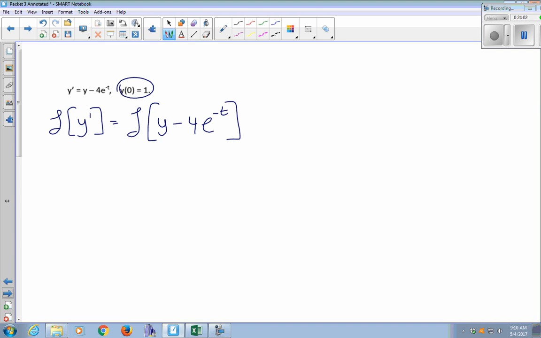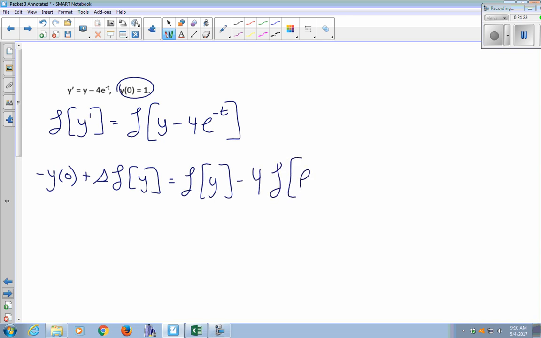All right, so we just spent some time proving a property about the Laplace transform of a derivative, and it was negative y of 0 plus s times the Laplace of y. So that's just the Laplace transform of y prime. And then on the right, I'm going to use some of my other properties that lets me break this up into the Laplace of y minus 4 times the Laplace of e to the negative t. So I used the property to let me break that up into two separate Laplaces, and then I pulled the negative 4 out of the second one.